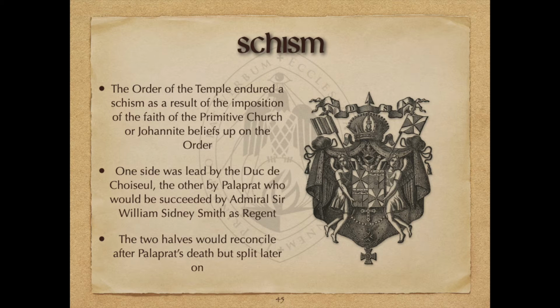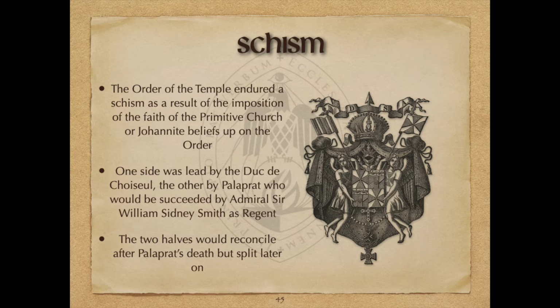And the two halves would later reconcile after Palaprat died. It seems that Palaprat, probably because of the ferocity of his claims, in terms of being the Church of John, the successor of John, and so forth, seems to be kind of the nexus point or the eye of the storm when it comes to the controversy in terms of the primitive church versus the Catholic Church.